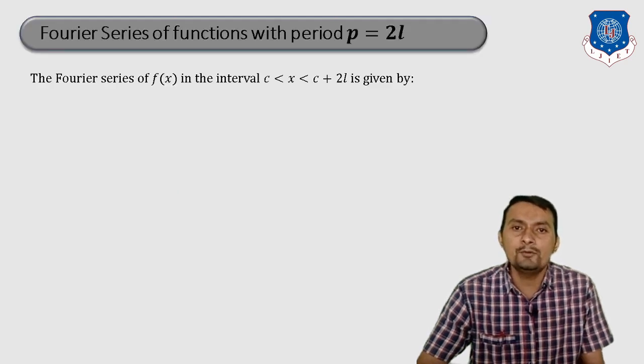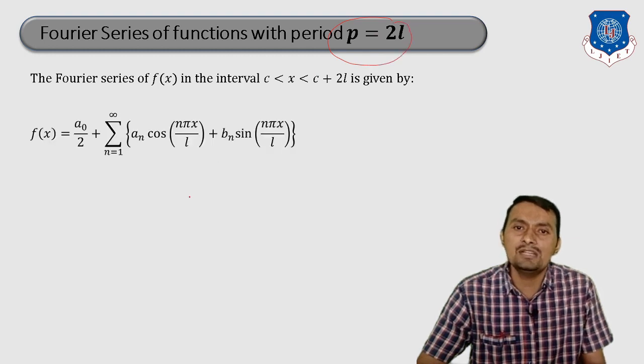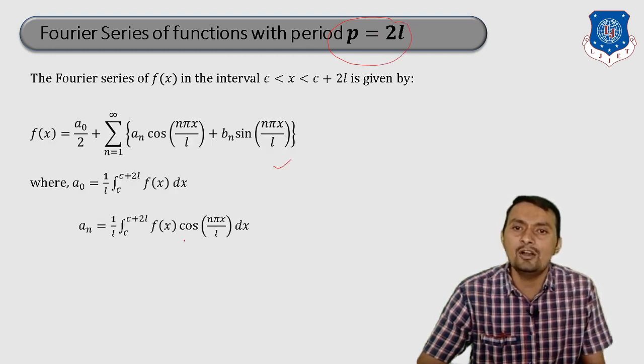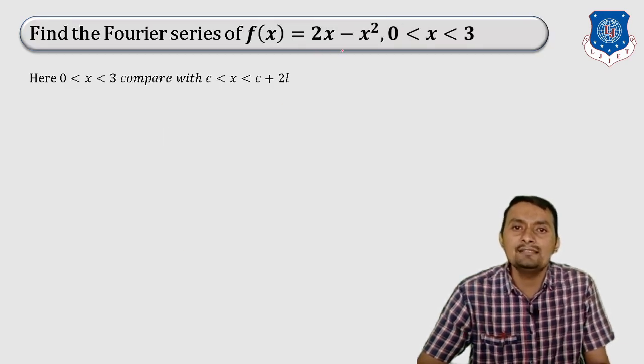Now, if I consider any period p is equal to L, so in that case what will it be? This is our standard formula. Already we have done this one. But now let's have a look at the example. Suppose you are given that f of x is equal to x minus x square with the interval 0 to 3. That means the length is what? So p is equal to 2L is equal to 3. So always we can find L, that is 3 by 2.